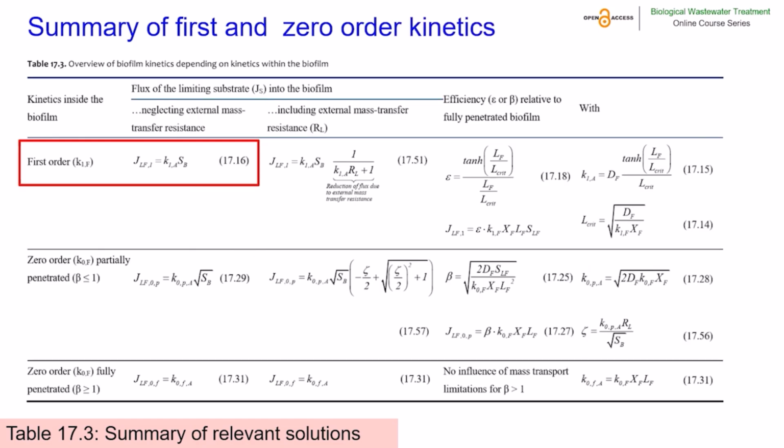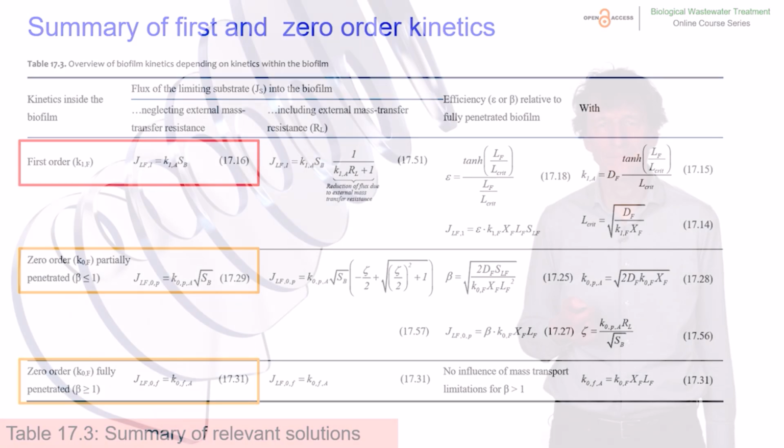Here's the overall Table 17.3 with solutions for first-order kinetics. In the next module, we will be deriving solutions for zero-order kinetics inside the biofilms. These are also included in Table 17.3. Thus, Table 17.3 will be very useful for you throughout the overall course.